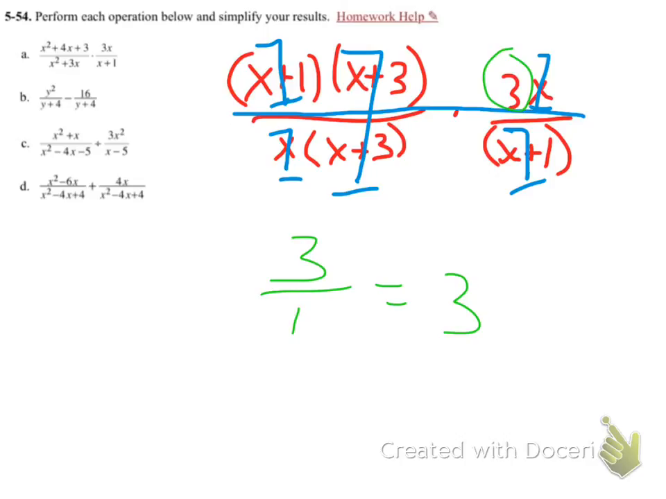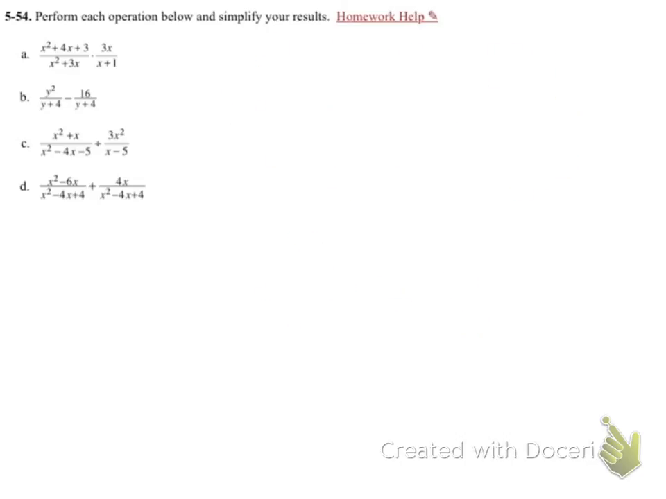So taking a look at the next problem. The next problem is now subtraction. However, I already have a common denominator. So since I already have a common denominator with subtraction, I do not need to find that common denominator. I can just now combine my numerators. So my numerator is y squared minus the other numerator, which is 16, over my common denominator of y plus 4.